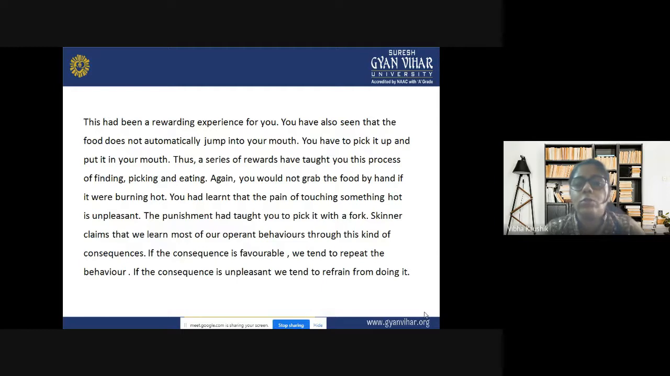You have also seen that the food does not automatically jump into your mouth. It's not that you see the food and it will automatically jump into your mouth. It's not like that. You have to pick up the food and put it in your mouth.